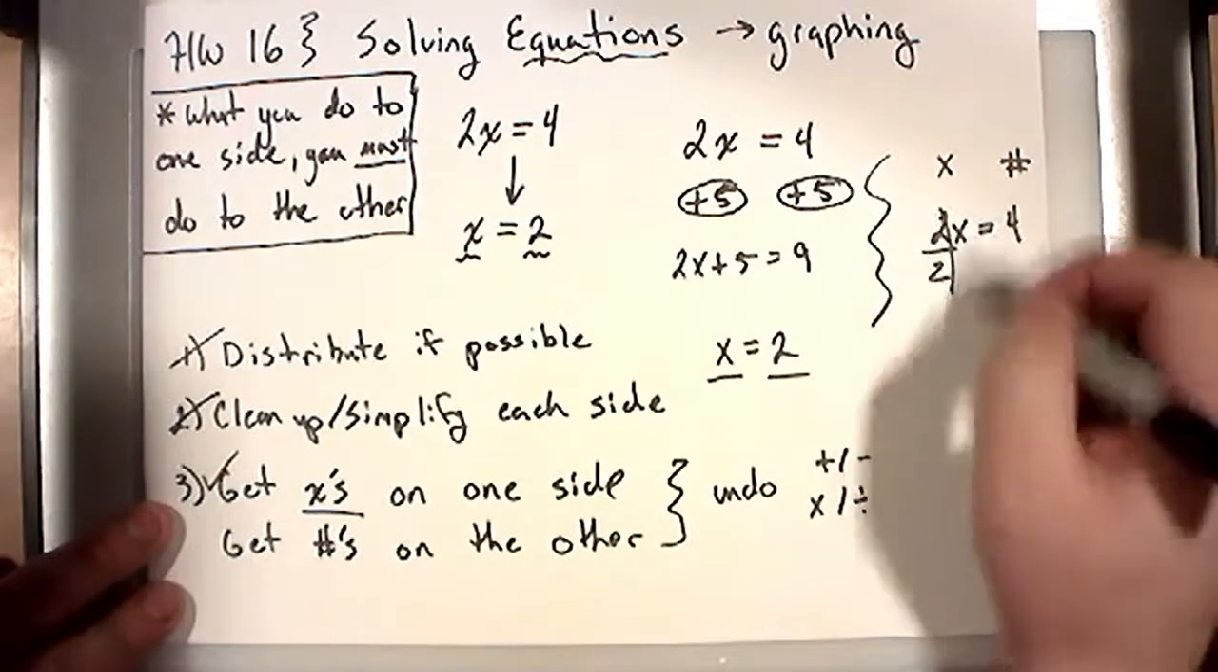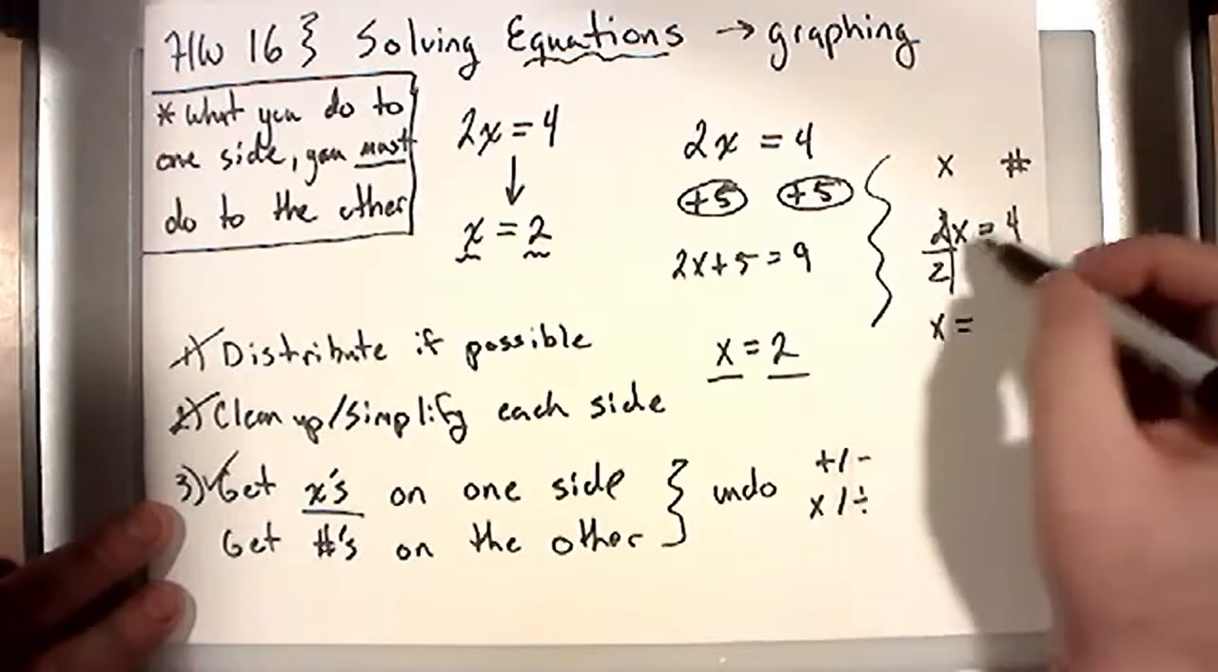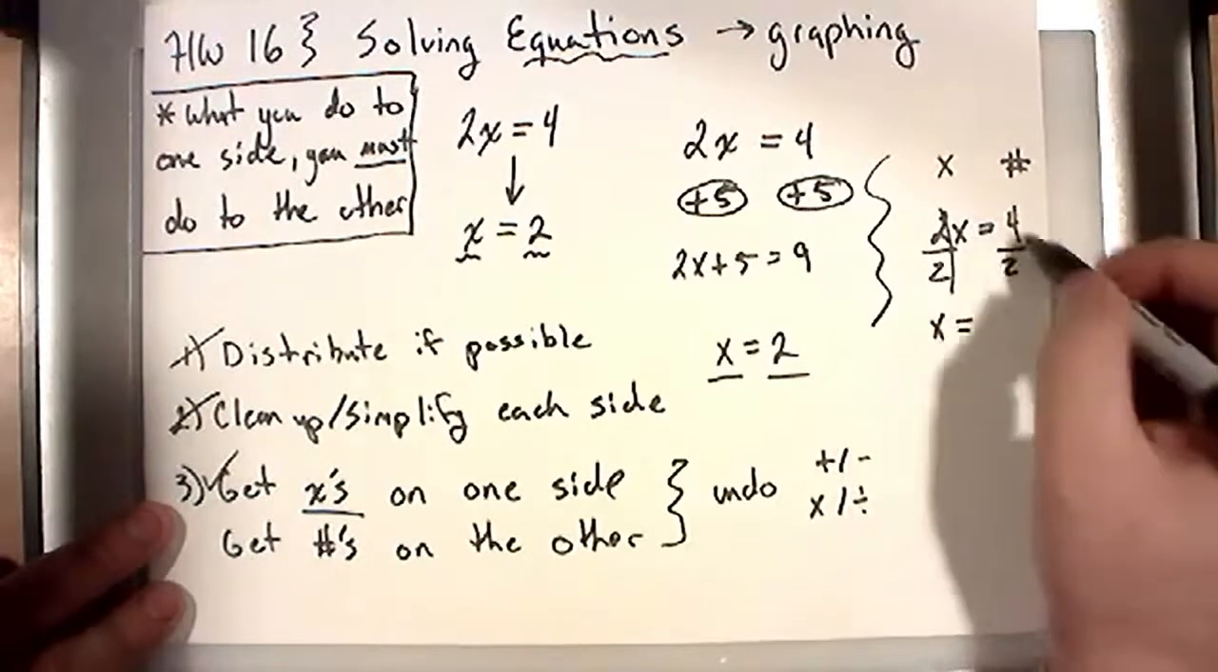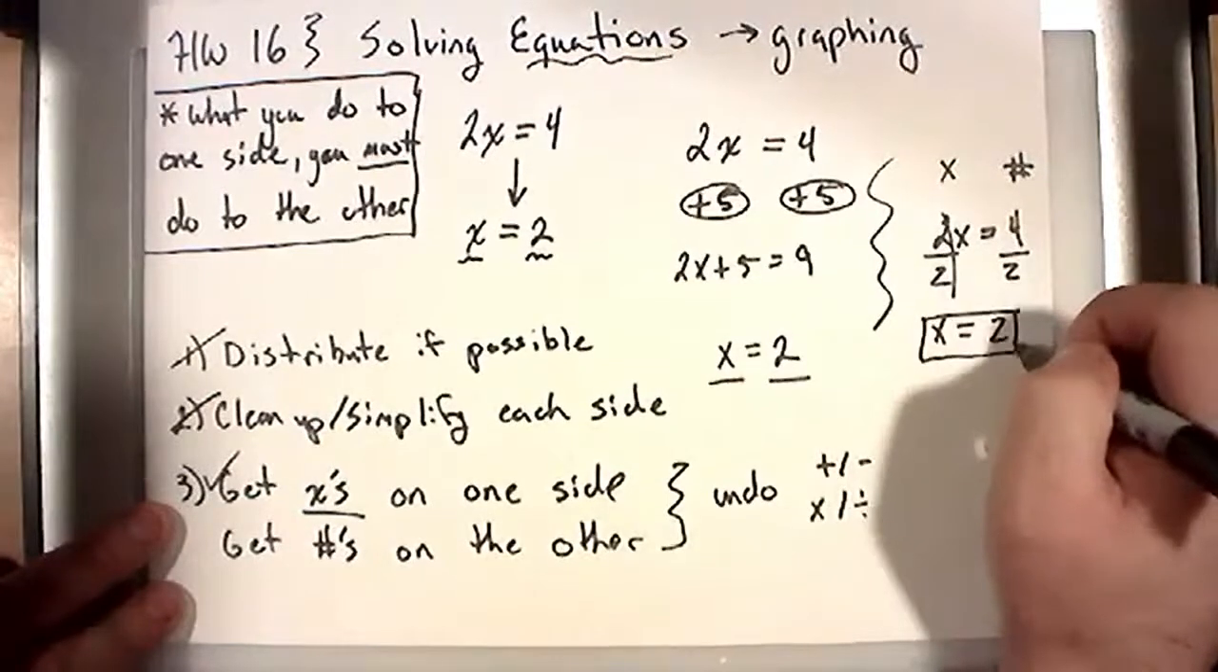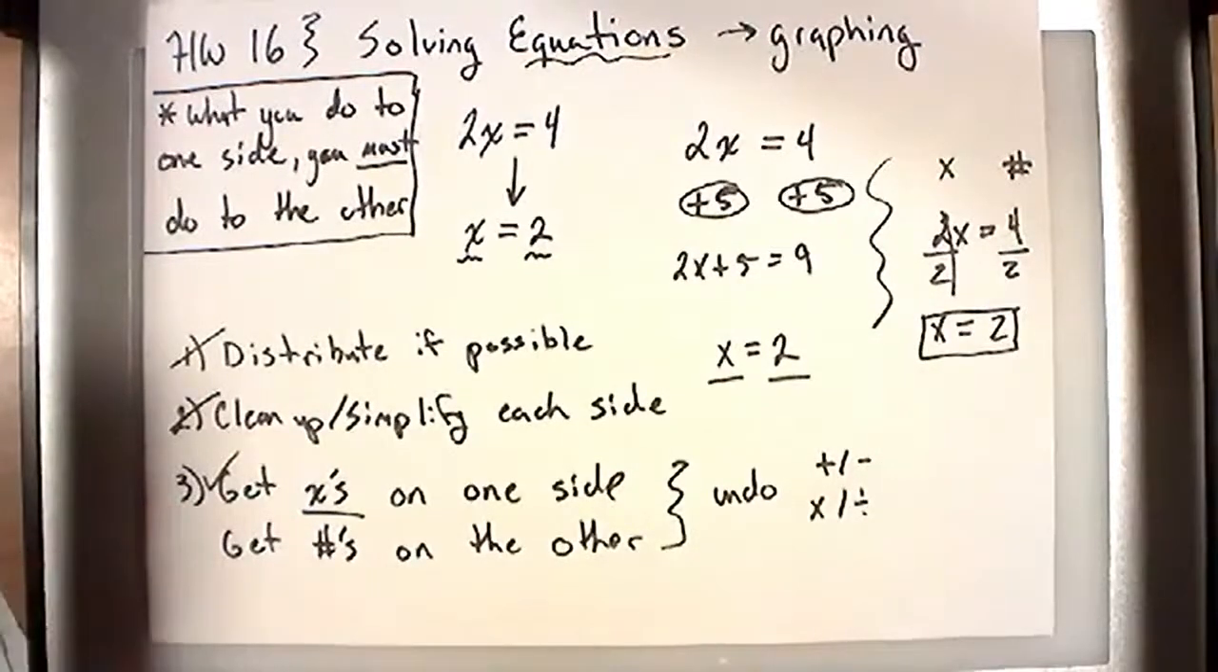2 divided by 2 is gone. I'm left with just x. But what you did to one side, you got to do to the other. And 4 divided by 2 is 2. And there's our answer, which we knew it would be. But, you know, always better to start off with something familiar, right?